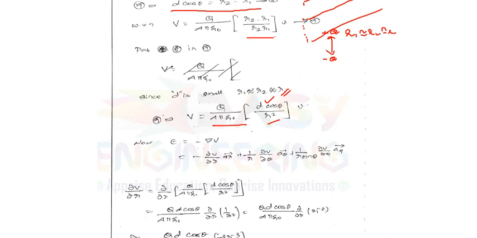So minus del V: minus dou V by dou r into a_r vector, plus 1 by r into dou V by dou theta into a_theta, and 1 by r sin theta dou V by dou phi into a_phi. So this is the general form. Since it is V, we have to use this V here. Now we have to find dou V by dou r, dou V by dou theta, and dou V by dou phi. Let us see how to find that.